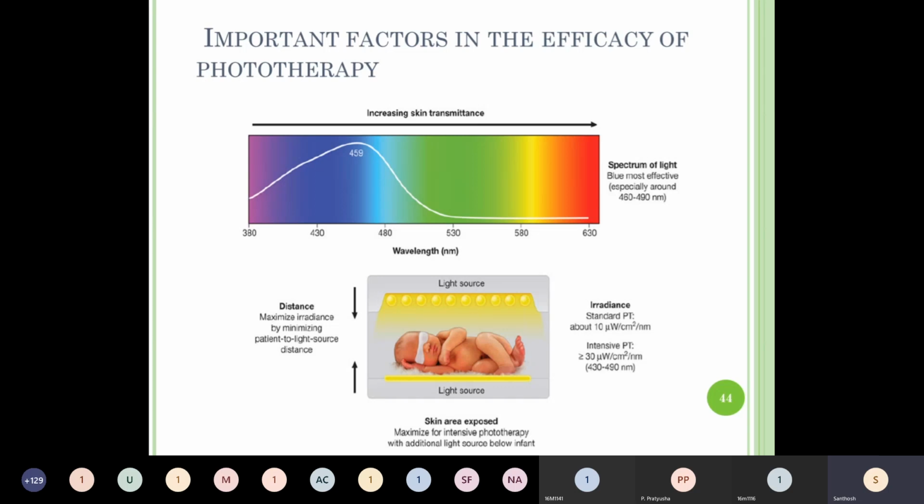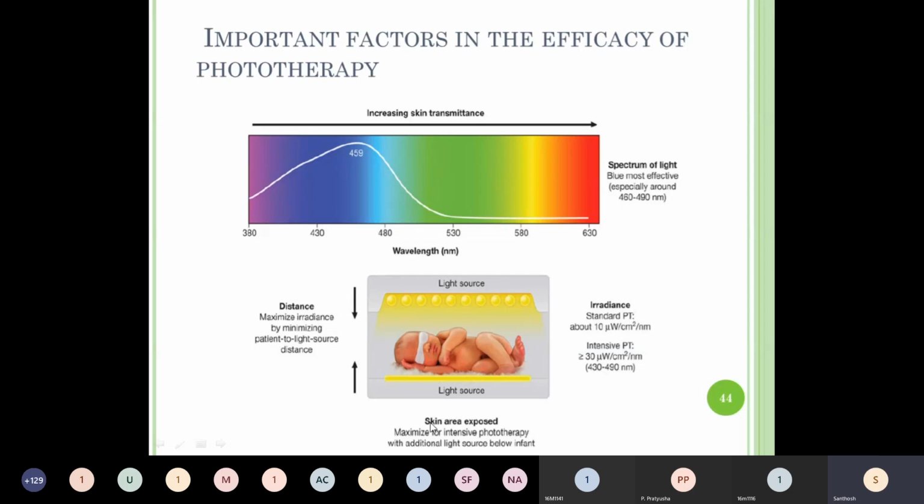Now, how can you increase the efficacy of phototherapy? By decreasing the distance between the phototherapy lights and the baby. Normally the light is kept at a distance of 30 to 45 centimeters. In intensive phototherapy, you can reduce it to 15 to 30 centimeters. So if you decrease the distance, you can increase the efficacy of phototherapy.